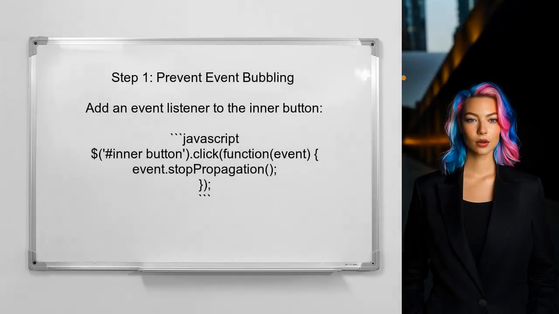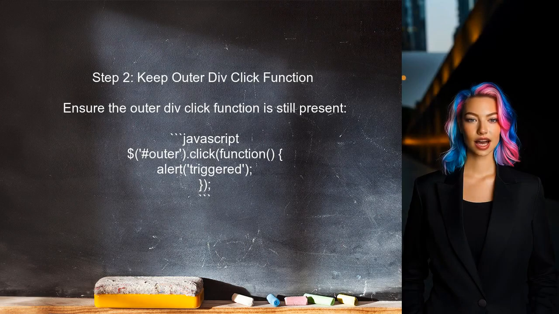To prevent the alert from triggering when the inner button is clicked, the user needs to stop the event from bubbling up to the outer div. This can be done by adding an event listener to the inner button that calls the stopPropagation method. Next, the user should ensure that the click event on the outer div remains intact. This means keeping the existing click function that triggers the alert.